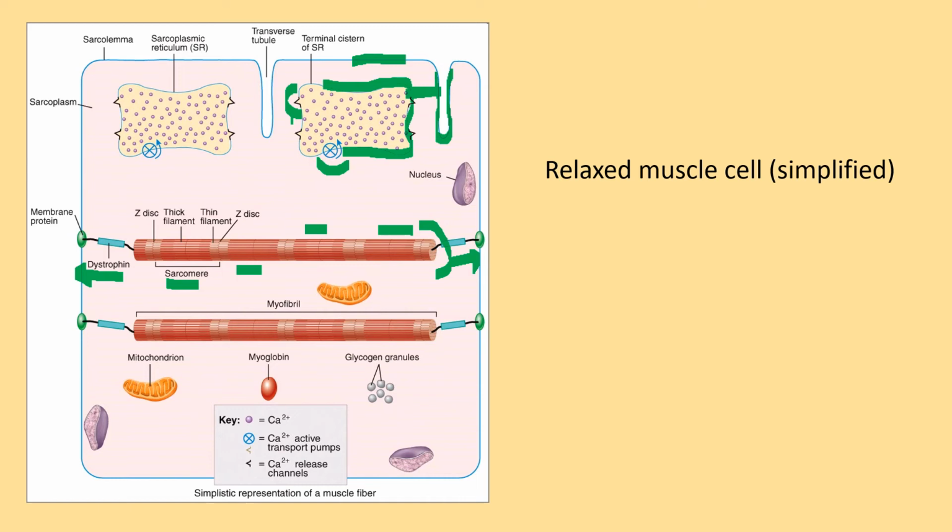What else do we see here? Stuff that will become important later, but I'll point it out now. We're not going to talk about it right now. But when we get to muscle metabolism, we'll talk more about the role of mitochondria. We'll talk more about the role of glycogen and myoglobin. All right, I think that's it for now. Let's look at the next slide.